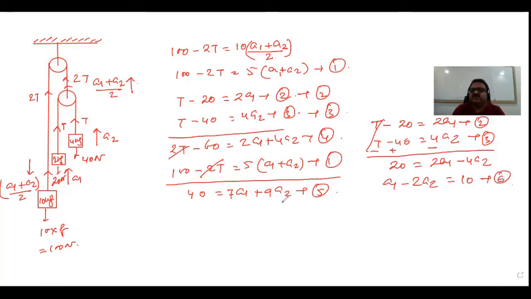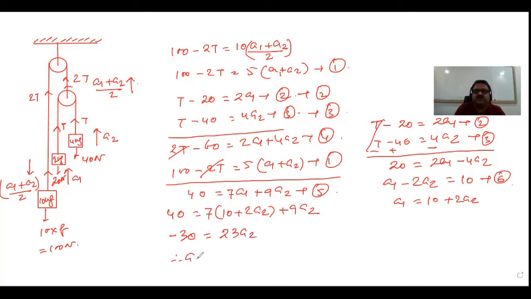Now I can solve this equation very easily from this. A1 is equal to 10 plus 2A2. Let's substitute this value in this equation. 7 of (10 plus 2A2) plus 9 of A2 equals 40, this is 70, this is minus 30. And look at this, 7 times 2 is 14, plus 9, 23 A2. Therefore A2 is equal to minus 30 by 23.